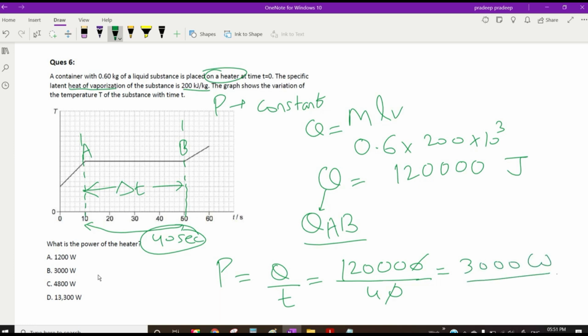Ayush, Vaibhav, did you understand the approach? Yeah, sir. I understood. Please write down the solution.